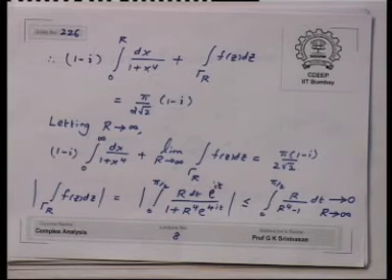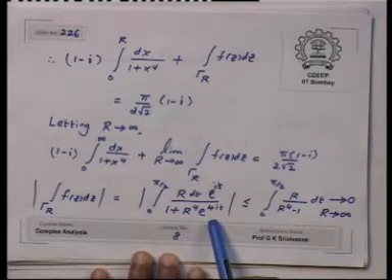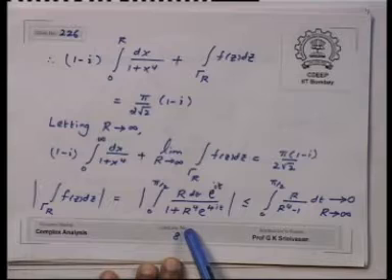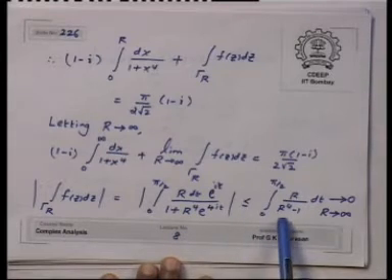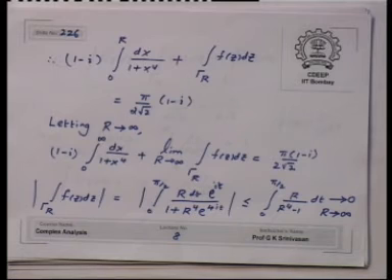Bottom, what do you have? Mod of 1 plus r to the power 4 e to the power 4 I t. Mod of 1 plus z will be greater than or equal to mod z minus 1. So, this mod is going to be greater than or equal to r to the power 4 minus 1, but being in the denominator it is less than or equal to 1 over r to the power 4 minus 1, and so this goes to 0 as r tends to infinity.